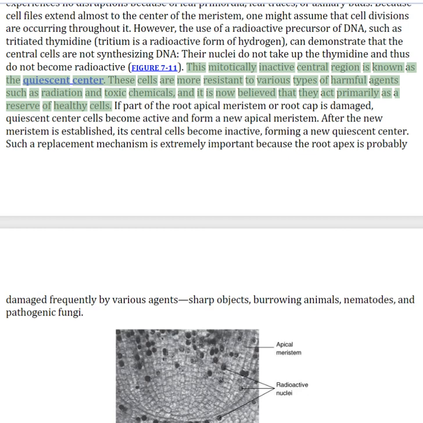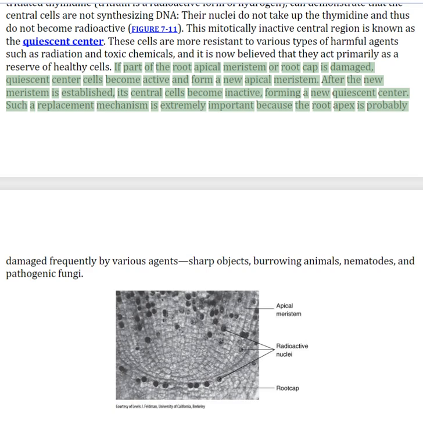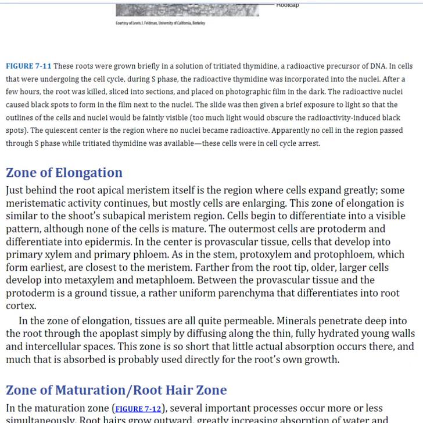These cells are more resistant to various types of harmful agents such as radiation and toxic chemicals, and it is now believed that they act primarily as a reserve of healthy cells. If part of the root apical meristem or root cap is damaged, quiescent center cells become active and form a new apical meristem. After the new meristem is established, its central cells become inactive, forming a new quiescent center. Such a replacement mechanism is extremely important because the root apex is probably damaged frequently by various agents, sharp objects, burrowing animals, nematodes, and pathogenic fungi.